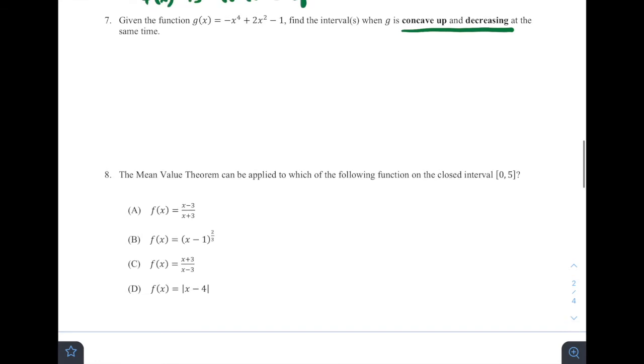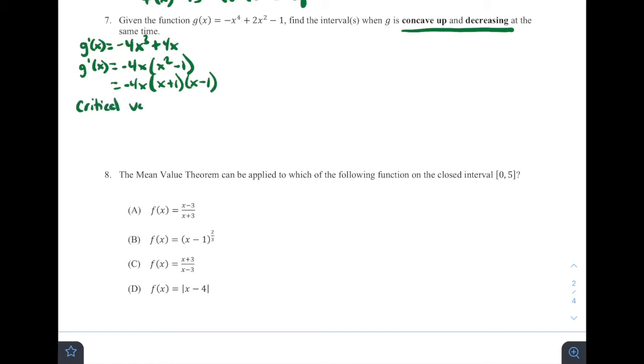So let's first find the critical values, places where the derivative is equal to 0 or undefined. That's -4x cubed plus 4x, which is going to be our derivative. We can factor out -4x times x squared minus 1. So that's going to be -4x times x plus 1 times x minus 1, since we get a difference of squares. And so that tells me that my critical values are going to be -1, 0, and 1 for this one. So we've got critical values first.